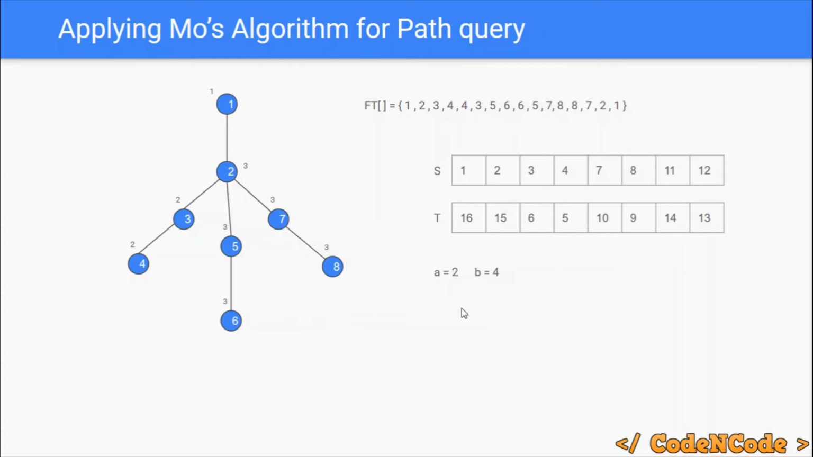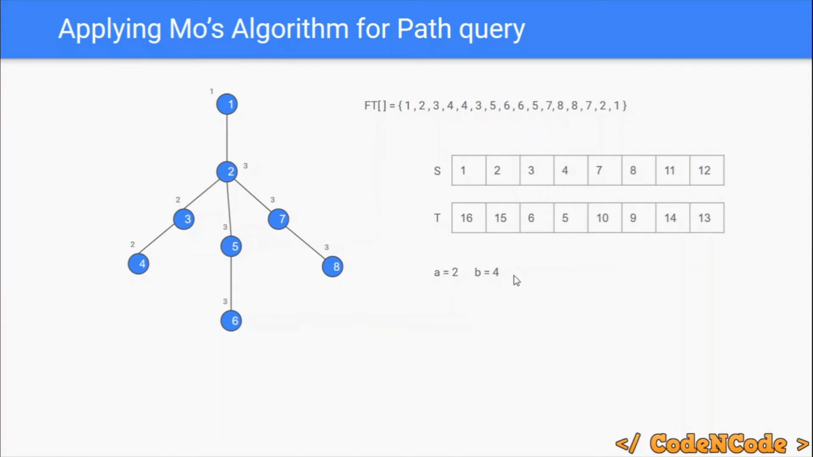Okay, so first let's look at those queries in which the destination lies in the subtree of source. So node 4 lies in the subtree of node 2. Question: how would you be able to determine whether this is one kind of query or another? For that you can find the LCA of both of them. If LCA is equal to A, then this is the first kind of query in which destination lies in the subtree of source. Otherwise it is the second kind of query.